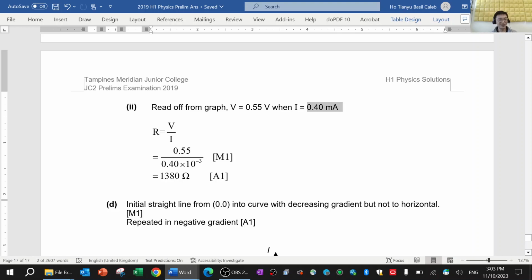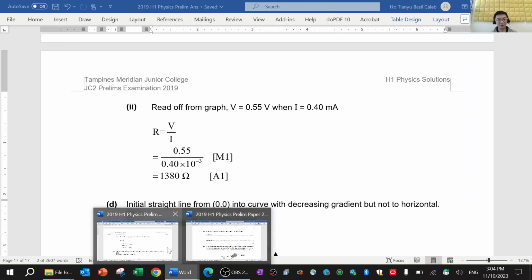So this is something that you should never do. Right? This is wrong. If you have the word gradient or rate, or that the value of the resistance is constant between 0.6 to 0.8, please mark yourself wrong. Okay.